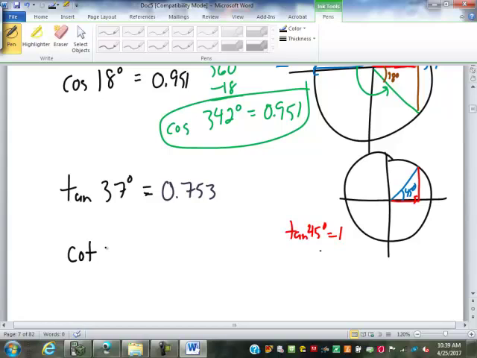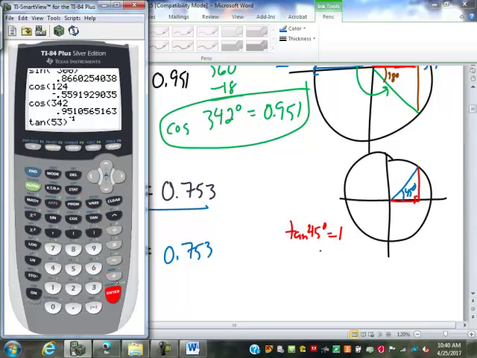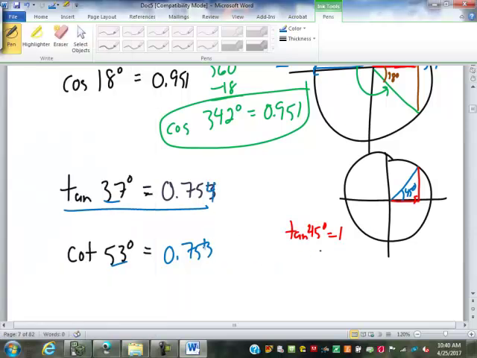We're going to find the cotangent of 53 degrees. How did I know it was going to be 0.753? Well, those are complements, right? Cotangent means tangent of the complement. But if we didn't have this one already, how did we find it? We did tangent of 53, closed the parentheses, then hit that reciprocal key. 0.75, technically 0.754, right? 0.754 if we round it.